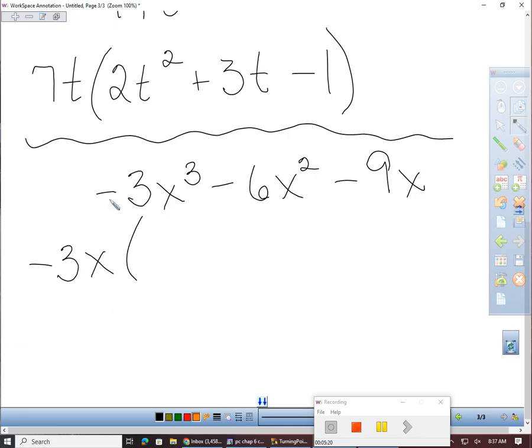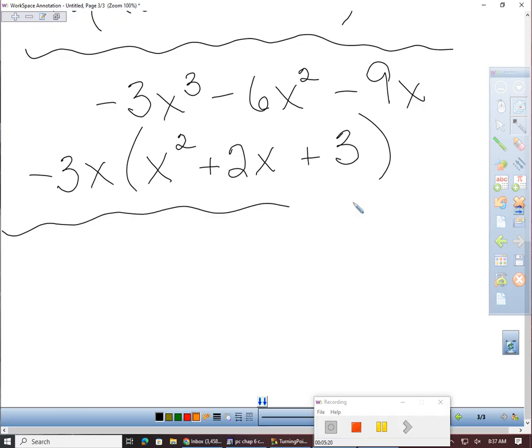In the first term, if I take a negative, a 3, and an x out, what am I left with? X squared. Good job, you guys. All right, in the next one, if I take out a negative and a 3 and an x, what am I left with? Positive 2x. Good. And in the last one, if I take out the negative, a 3, and an x, what am I left with? Positive 3. Good job, you guys. And again, you can quickly check by negative 3x times 3 would give me negative 9x. All right? Okay.